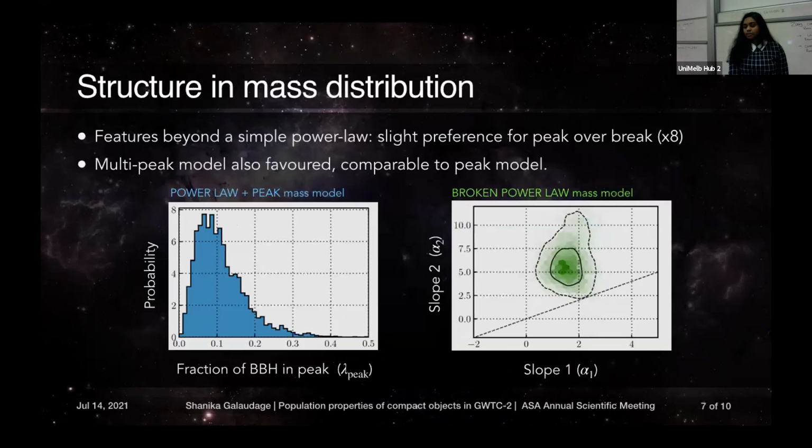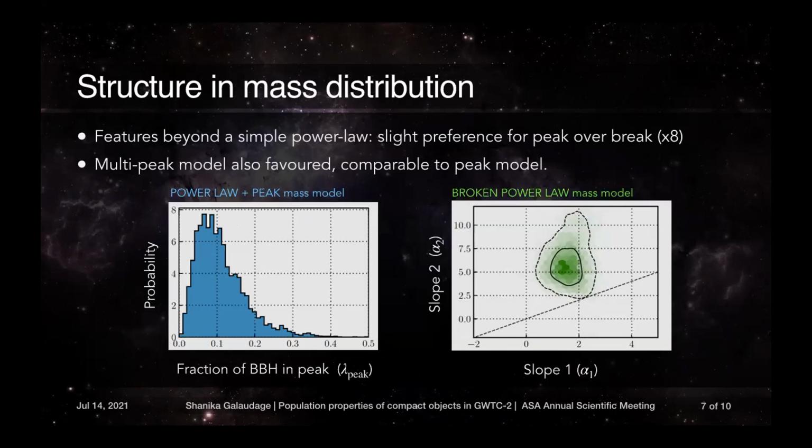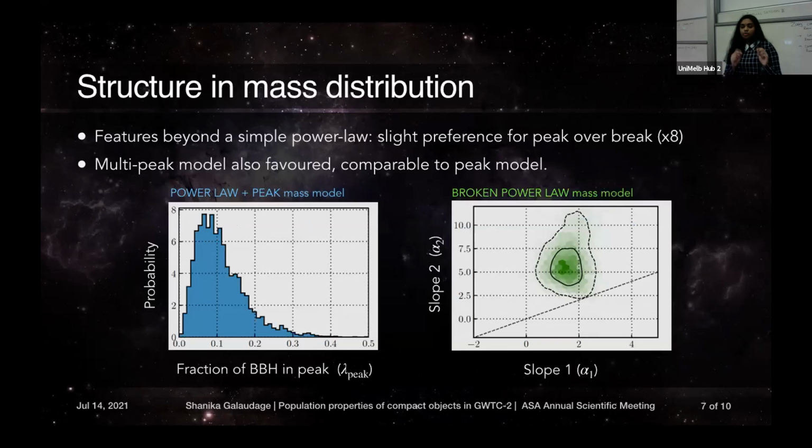So zooming in a bit more onto this detail from the mass distribution. On the left, I have a plot of the fraction of binaries that you find in the peak for the power law peak model. So this is the model with a power law and a peak. And so the fraction of binaries in that peak versus the power law component is around 8 to 9%. And because this distribution is peaking away from 0, and if we were to zoom into that corner at 0, you would see no support for 0. The fact that it peaks away suggests that we do have this peak-like structure, which is interesting.